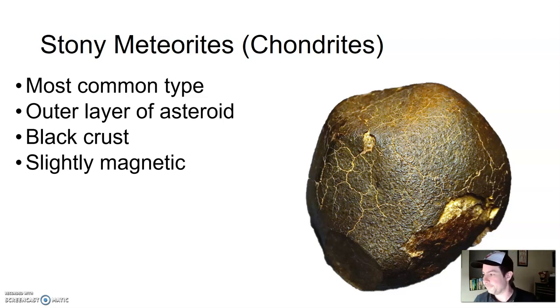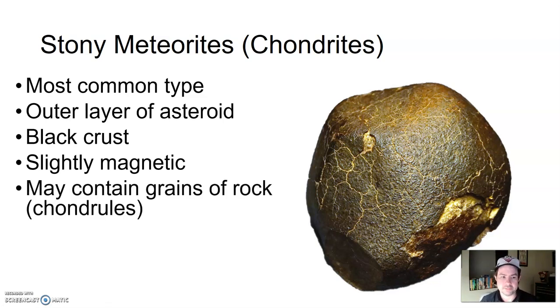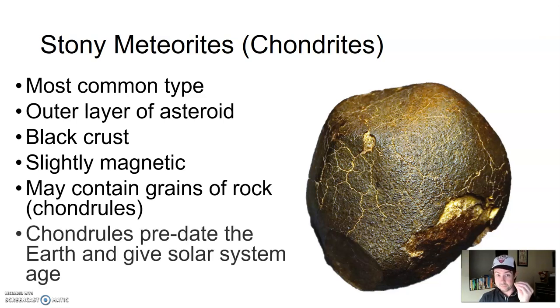So they're slightly magnetic. In that black crust, it kind of has cracks on the outside. This is from, essentially, it's burning up and melting as this meteoroid is going through the atmosphere as a meteor. So stony meteorites, specifically chondrites, may contain little grains of rock called chondrules. These are the very beginnings of the solar system. And some of these chondrules even predate the Earth, and that's really what gives the age to the solar system. It was just a little bit older than 4.54 billion years.